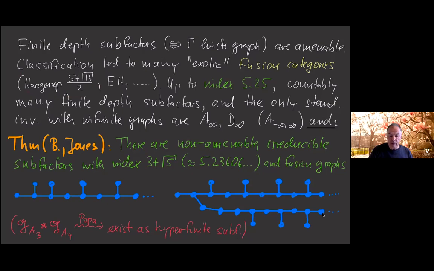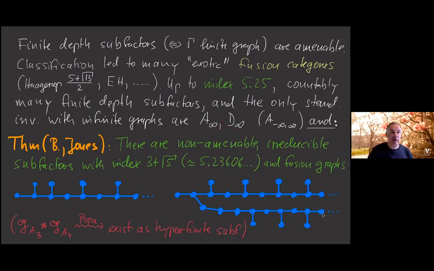But the point that I want to make here is what has been shown: there are countably many finite depth subfactors, so countably many standard invariants where the graphs are finite, and those subfactors are all automatically hyperfinite. And all the other standard invariants in this index range, so up to 5.25, have infinite graphs, and those are either A infinity or, in index 4, D infinity, and they could also be A minus infinity to infinity in the reducible case, but let's just concentrate on the irreducible case. So in other words, we only have A infinity, so trivial temporally, and one non-trivial one at index 4, okay?